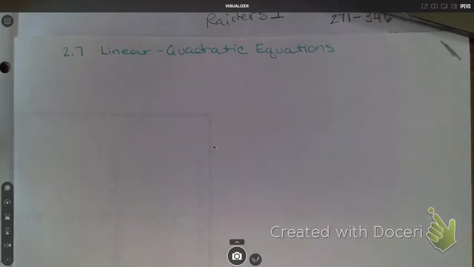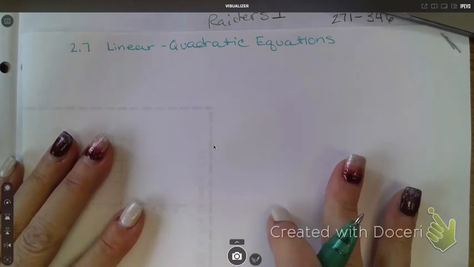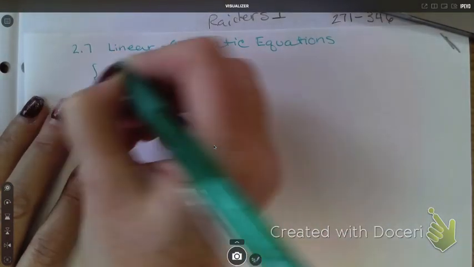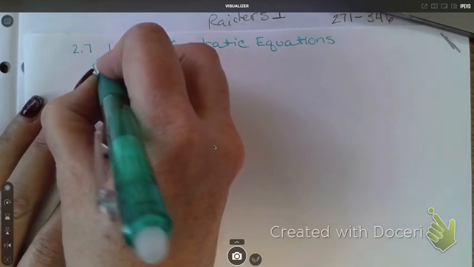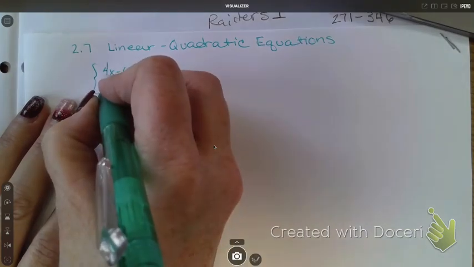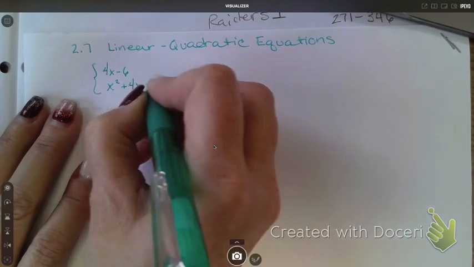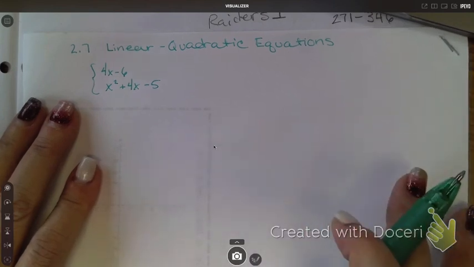Okay, we are going to do linear quadratic equations. So, linear quadratic equations, we're going to be looking at systems that have a linear equation, like 4x minus 6, and a quadratic equation, x squared plus 4x minus 5. I just made those up. I don't even know if they touch. Whatever. We want the solution to that system.